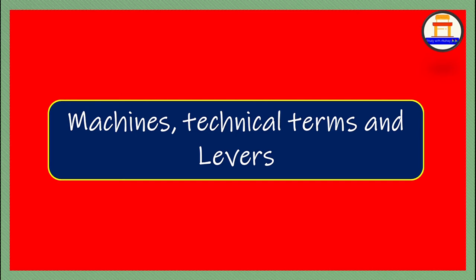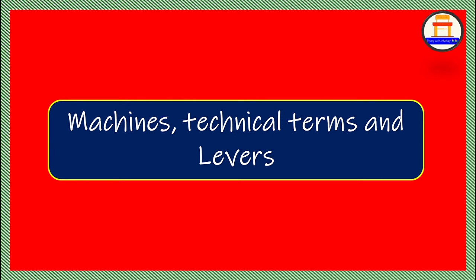A machine can be anything which can help us to do some work and which can make our work easier, faster and effortless. It is a device which helps us to lift heavy loads, speed up the motion and change the direction of force in the desired direction.